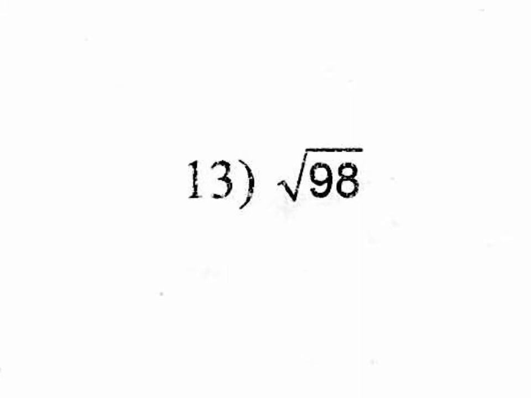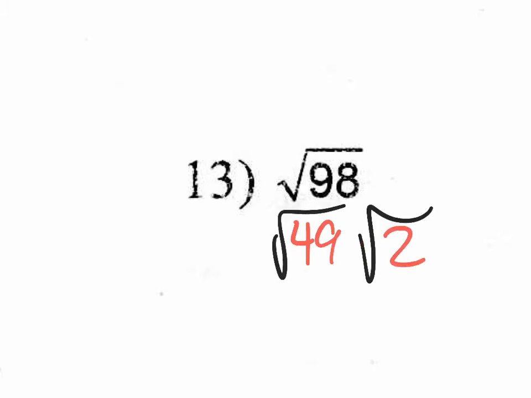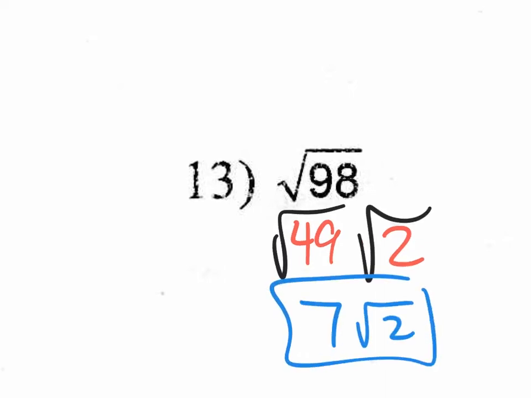Remember, you want to use the biggest perfect square number possible. So if you do go for the 49 times 2, that's 98. And when you split them, the square root of 49 is 7, and the square root of 2 just stays the square root of 2.